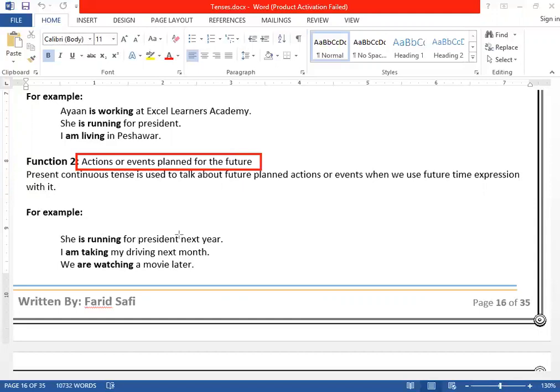For example, she is running for president next year. Can you see what we have put at the end? Next year. So it gives us future planned actions. Like I'm taking my driving course next month. We are watching a movie later. Clear? So if you put a future time expression at the end of present continuous tense, it gives you what? It gives you future meaning. Is this clear? It was the second usage of present continuous tense.